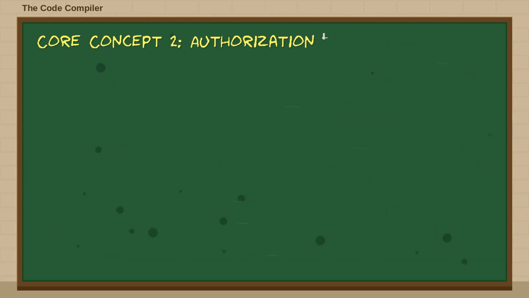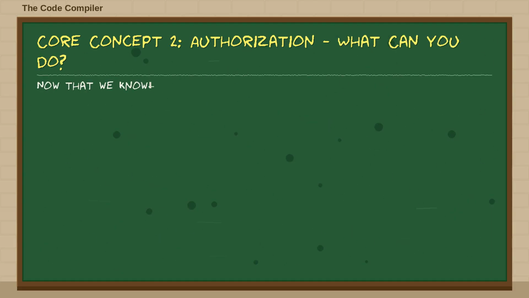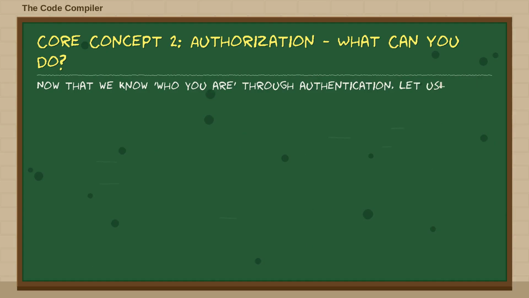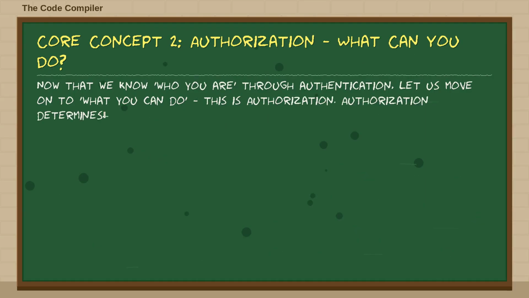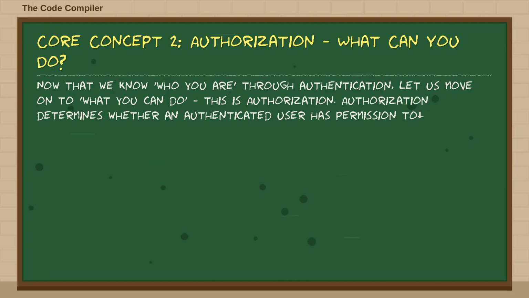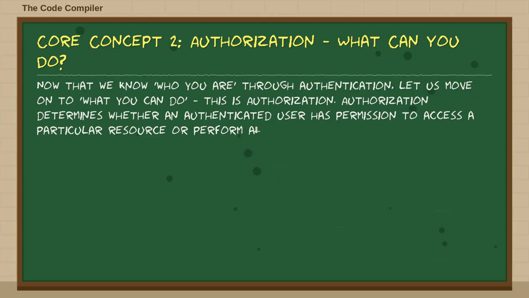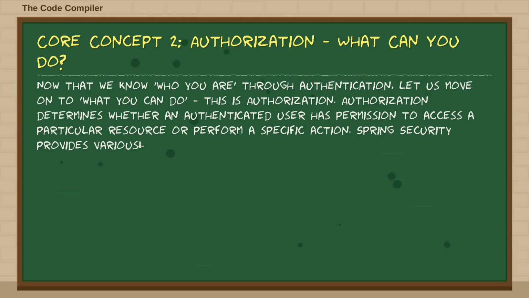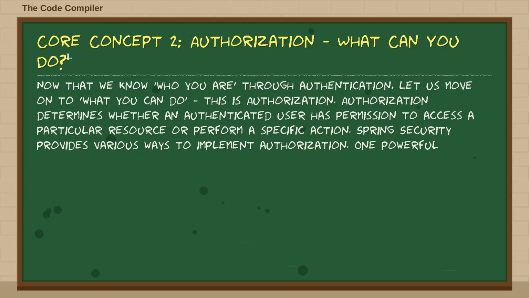Now that we know who you are through authentication, let us move on to what you can do. This is authorization. Authorization determines whether an authenticated user has permission to access a particular resource or perform a specific action. Spring Security provides various ways to implement authorization. One powerful mechanism is using annotations like @PreAuthorize directly on your controller methods or service methods. For example, you can specify that only users with the admin role can access a certain endpoint.